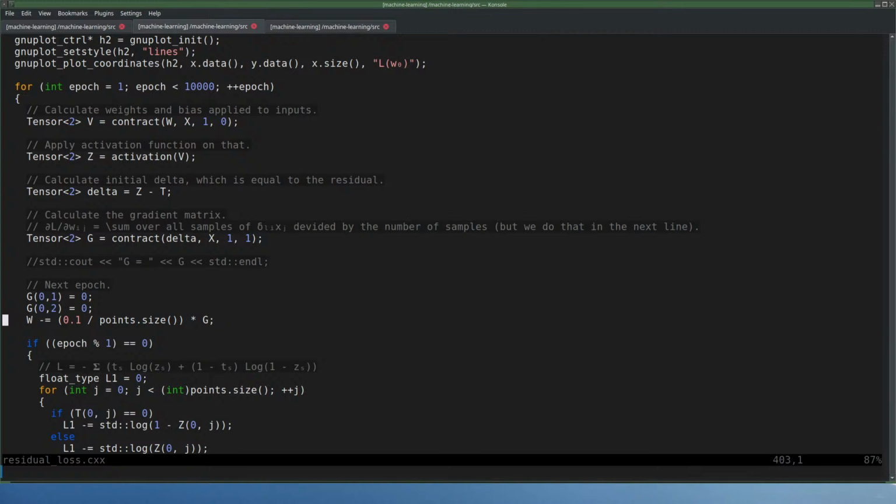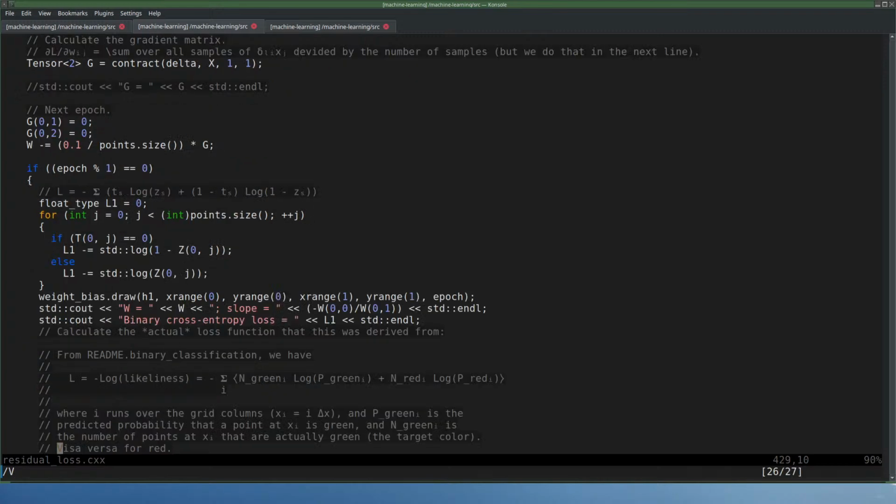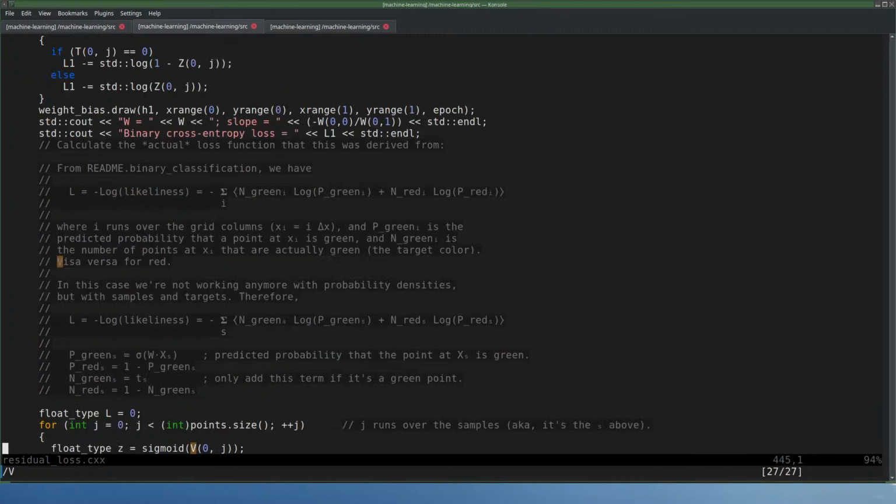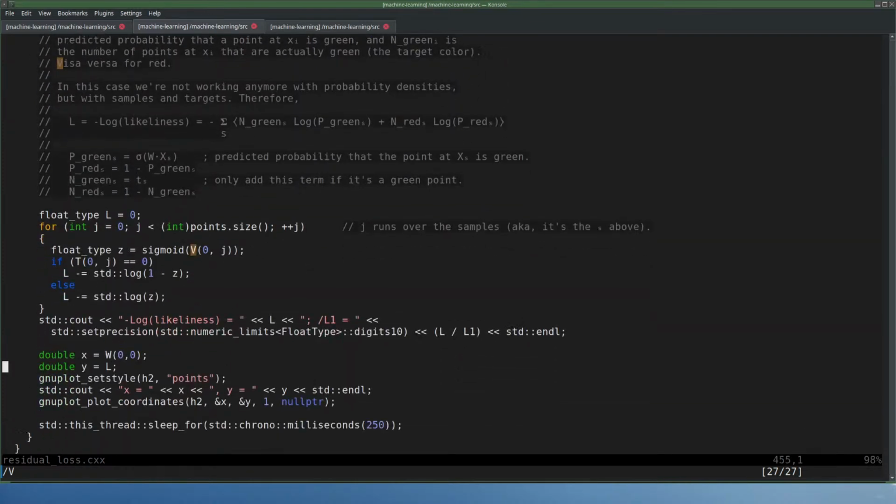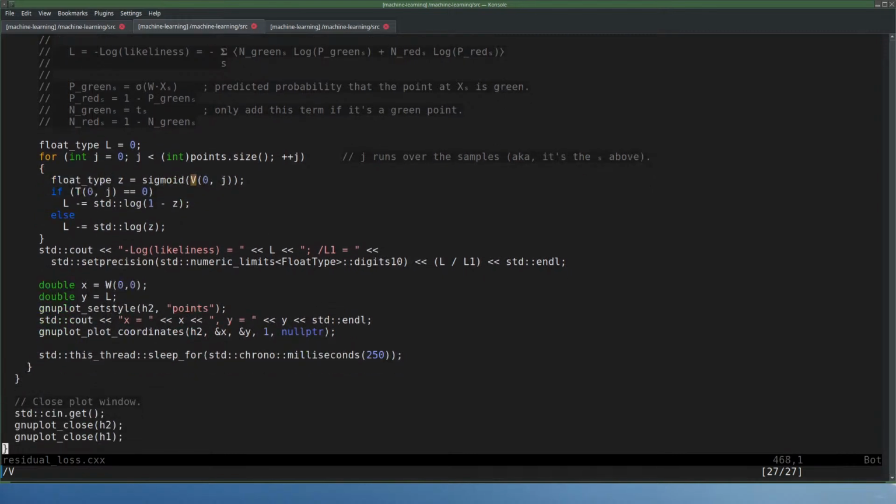Oh, because W is updated after calculation of V. Ouch. I shouldn't use V for the calculation of the loss function. Should not, ever. Bad things happen when you do that. So this is not good. It's the only place that is not good. Really.